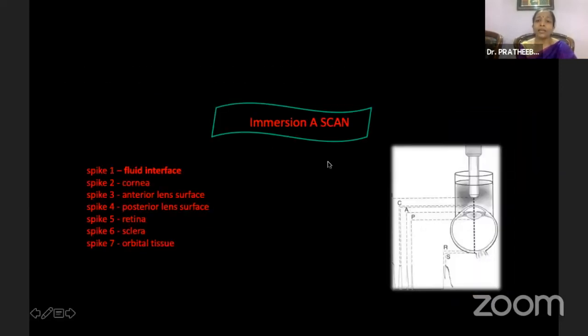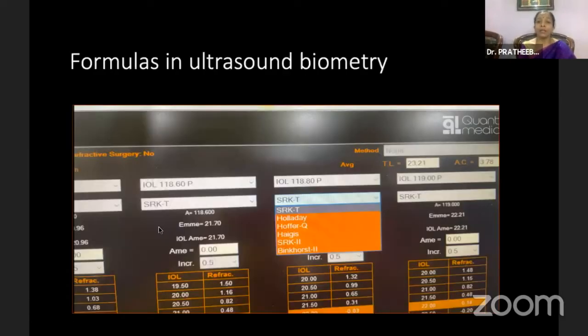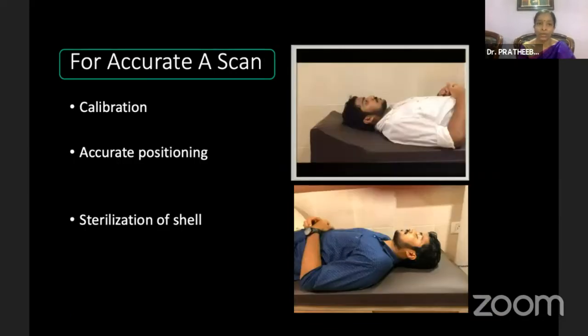This is an ideal A-scan which we get from an immersion technique. The probe is inserted into the coupling fluid. The first spike we get is the interface spike. Then we have the corneal spike, as we already saw, and we have the anterior and posterior lens spikes and the retinal spike. Then we have the orbital tissue spikes. The latest machines also incorporate all the formulas for us to give accurate IOL power calculation.